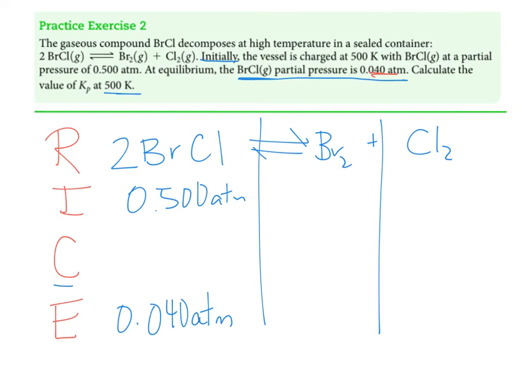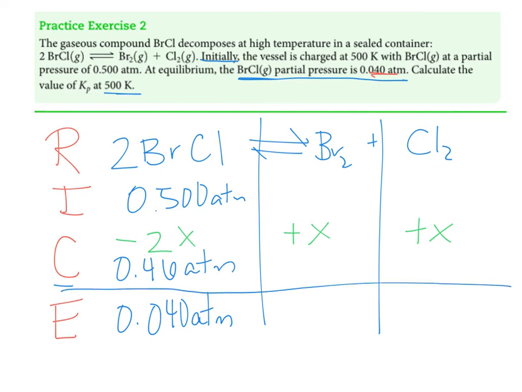So let's look at what the value of our change is, first of all, stoichiometrically. If we have 2 of these decomposing, for every 2 moles that decompose, we get 1 mole of this and 1 mole of this. So for every minus 2x here, we get plus x here and plus x here. Now we can calculate what our change is here because we know our initial and our equilibrium. 0.5 minus 0.04 means that our change is 0.46 atmospheres.